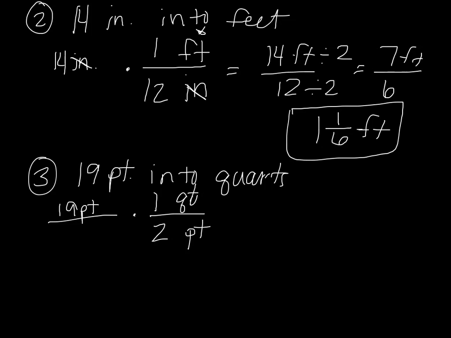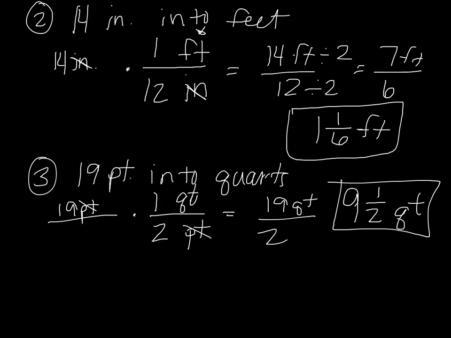Okay, got my conversion there. So now I can just multiply out. My pints cross off. So I'm left with 19 quarts over 2. So now if I make it into a mixed number, I know that 2 times 9 is 18, so I can get 9 and 1/2 quarts would be my answer. Let's try some more.